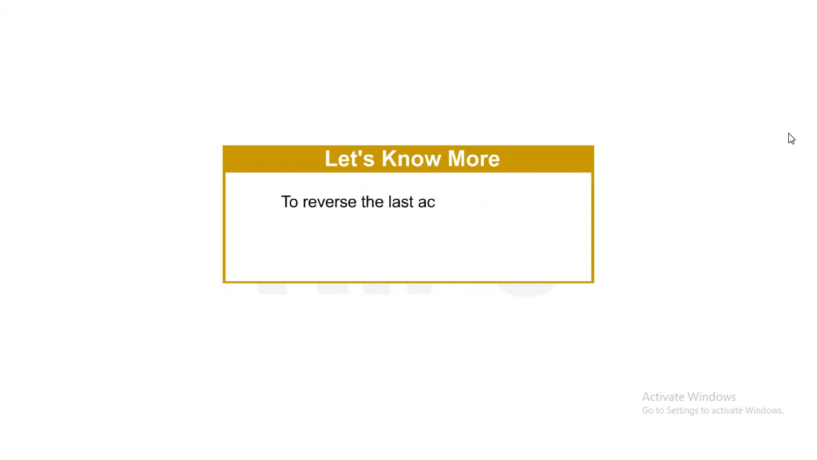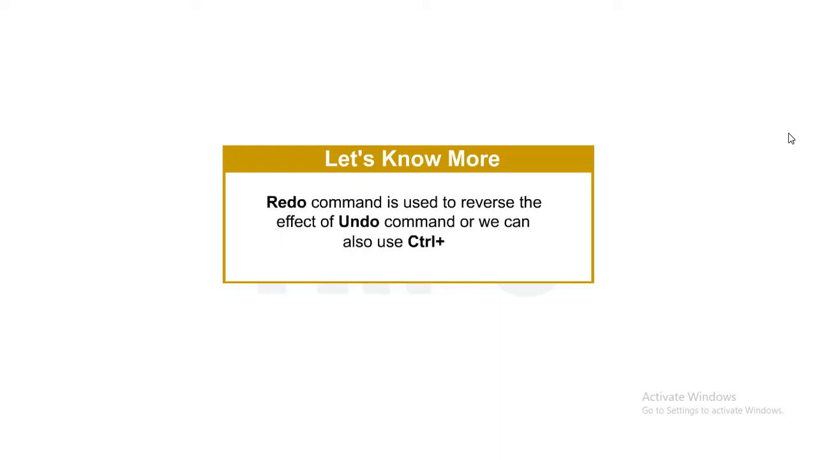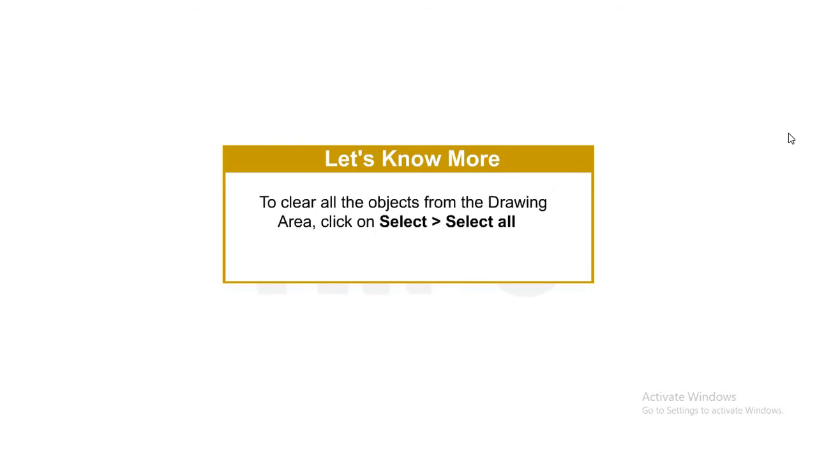Now to reverse the last actions that you have performed, Undo command or Ctrl+Z is used. Redo command is used to reverse the effect of Undo command, or we can also use Ctrl+Y. Okay, if you want to clear all the objects from the drawing area, click on Select, select all, then Delete option.